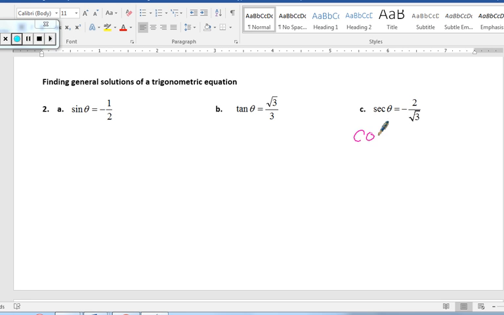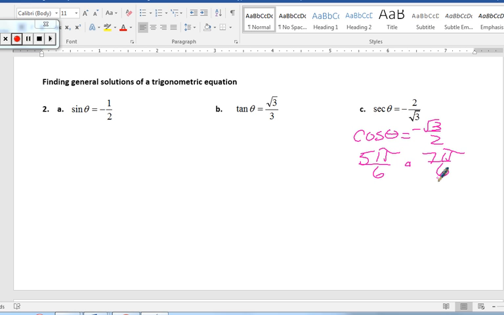So we can change this to say the cosine of theta is equal to negative root 3 over 2. Which angles are going to get us negative root 3 over 2 for cosine? That'd be 5 pi over 6 and 7 pi over 6.